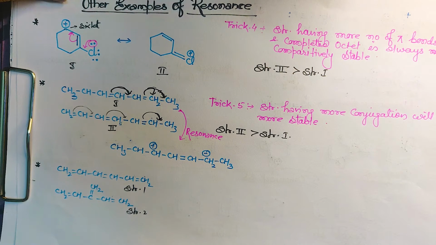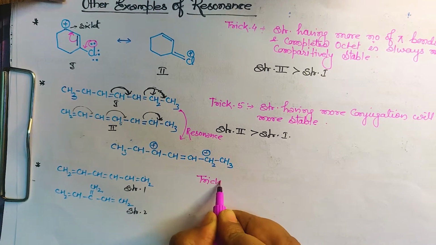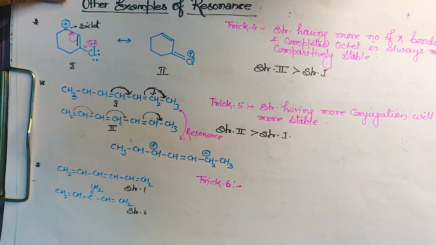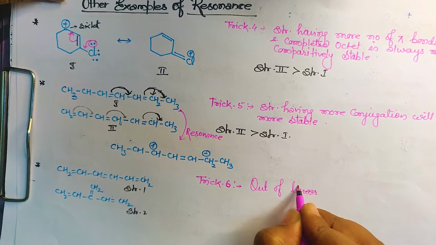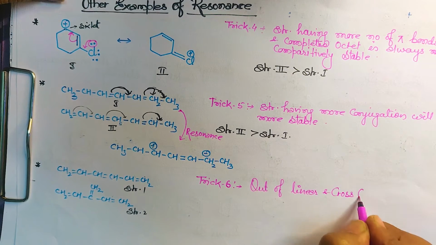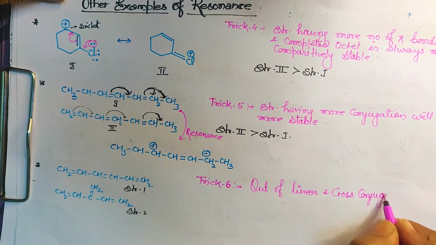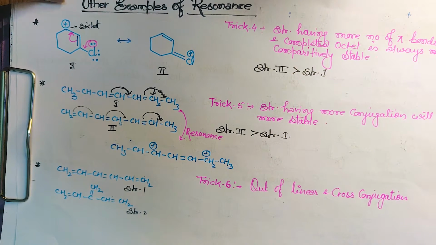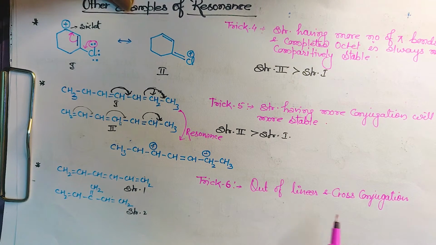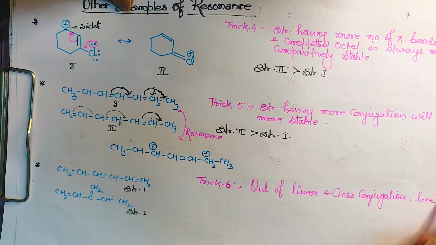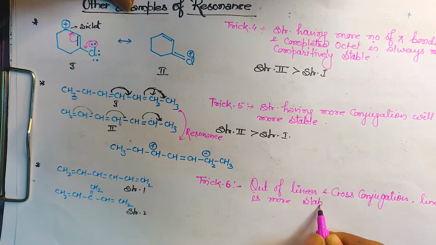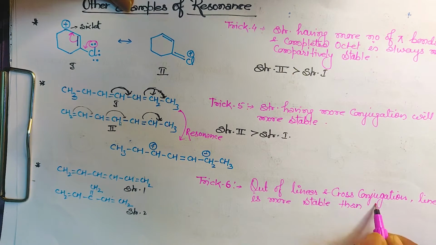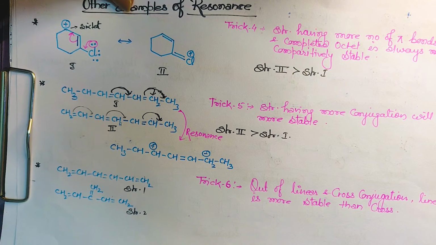But now the question is, out of structure 1 and structure 2, which one is more stable? And that will be explained by our trick number 6, and that says that out of linear and cross conjugation, the linear is more stable than cross. Conjugation means alternate single and double bonds. That is called conjugation. Okay, cross conjugation. Got it? Any doubt in this?